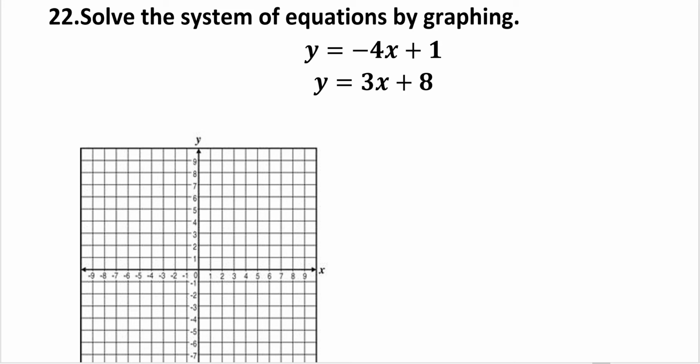Solve the system of equations by graphing. So what I'm going to do is show you first by hand, and then I will show you how to do it with the graphing calculator. Let's start with the first equation. So we have y equals -4x plus 1. Remember that these are in slope-intercept form. And then we have the y-intercept here. And we have the slope here.